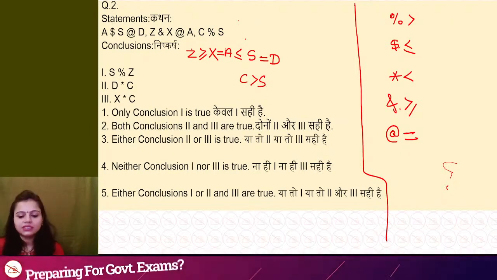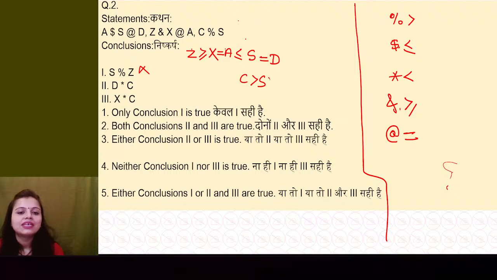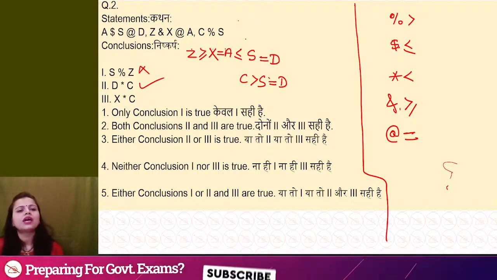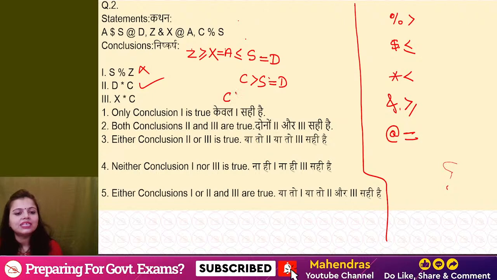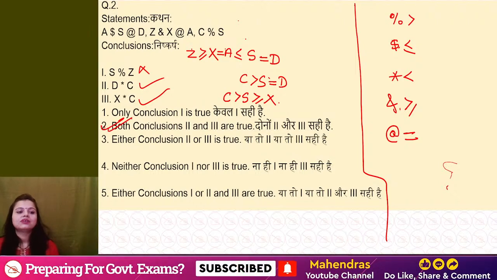Now the first conclusion is saying S is greater than Z. No. Second, D is less than C. So we can join this D and C with the help of S. Because S is equal to D, so D is less than C. Yes, it's right. X is less than C. So now we have to join the X with the C. So we know that C is greater than S. And S is greater equal to X. Yes. So X is less than C. Yes. Third one is again right. So your answer will be 2 and 3 follows.